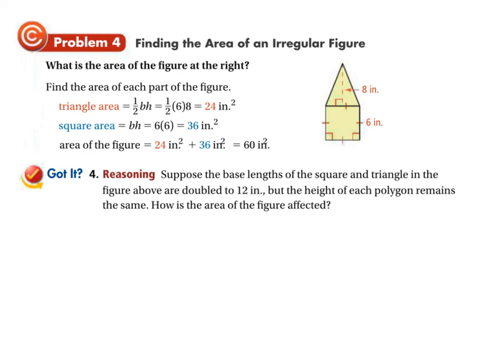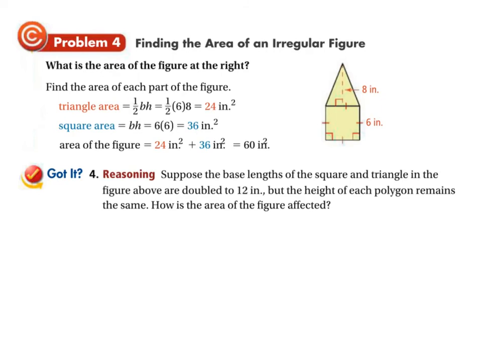Okay, one more problem, and we'll be done with this first lesson of Unit 10. Problem 4, finding the area of an irregular figure. There's no one clear figure that this is, but as you can see, there is a triangle part and there is a square part. And if we calculate the areas of each section separately and just add them together, then we'll have the area of the whole figure.